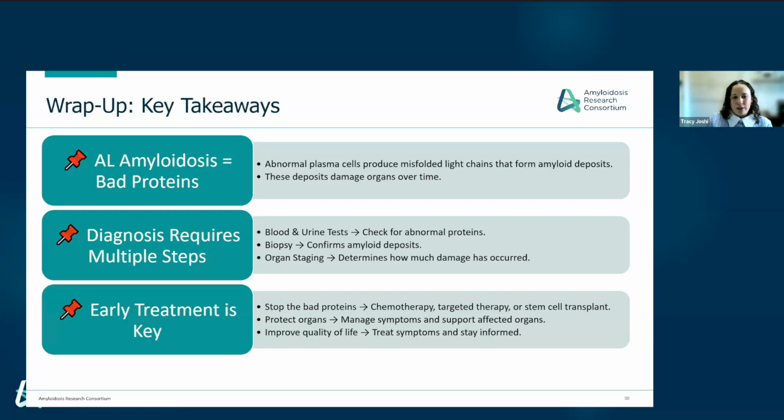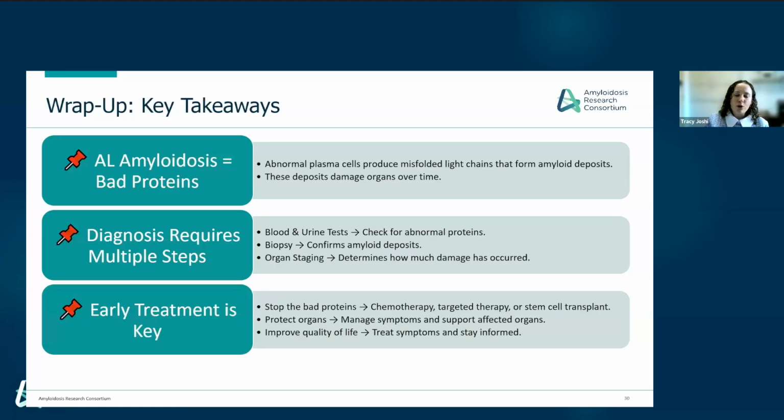How is AL amyloidosis diagnosed? Lab tests check for abnormal light chains in the blood and urine. A biopsy confirms the amyloid buildup in the tissue, and organ staging helps us understand how the disease is affecting different parts of the body, especially the heart, kidneys, liver, and nerves.